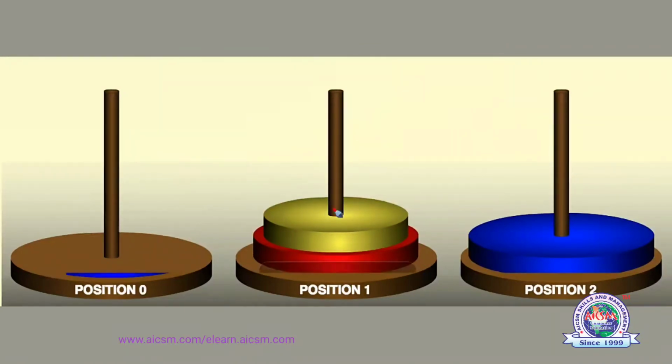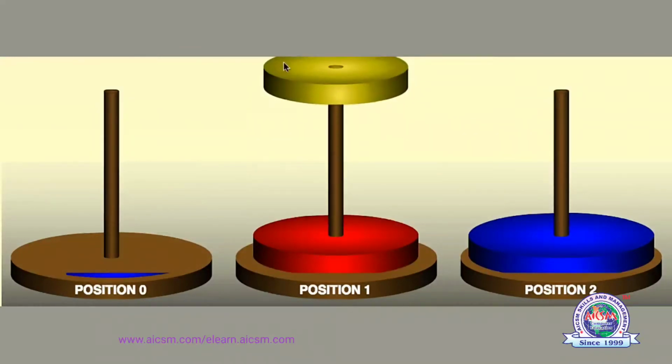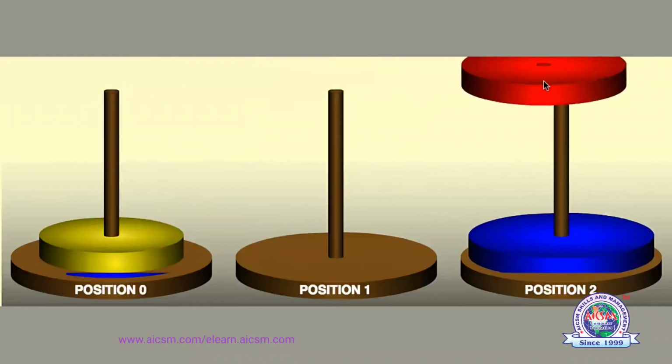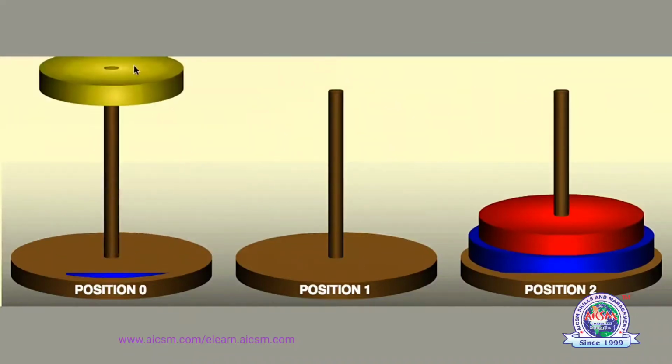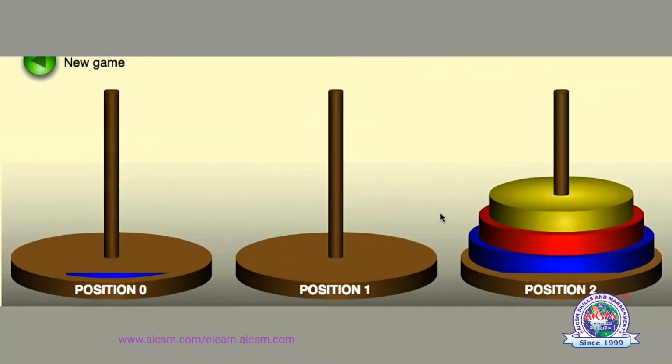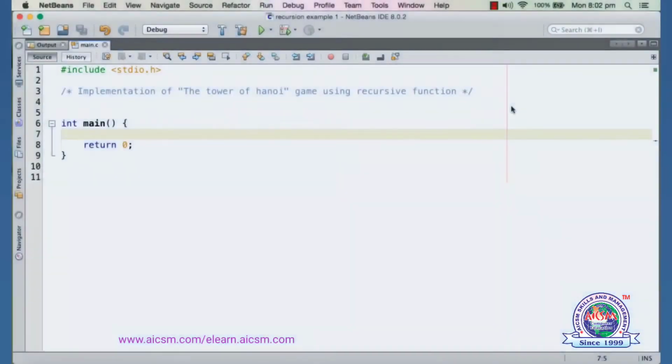So just pick this disk, put it to the auxiliary, move this to the destination, and then move this to destination. So we are done. Now I'm going to write the function in the next tutorial. Thank you. So here we go with the implementation of Tower of Hanoi.